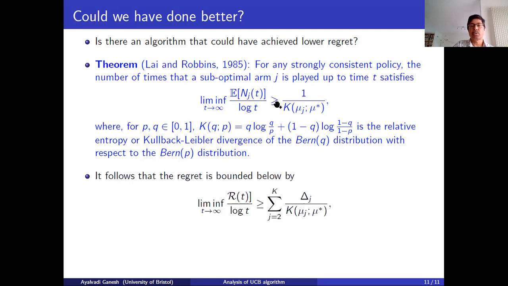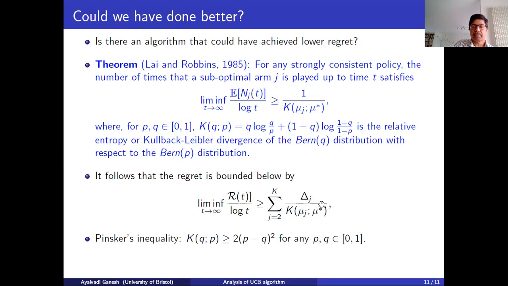Okay. And so if you just move this around and do some regret calculations, you see that it's bounded by this. Every time you play arm j, you incur a regret delta j, and you have to sum over all suboptimal arms. And this is what you get as a lower bound on the regret for any algorithm. And how does it compare with our UCB algorithm? So the UCB algorithm had only the deltas, and here we also have this extra term, the KL divergence.